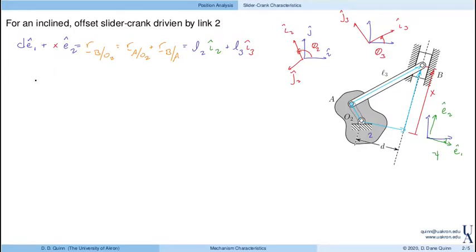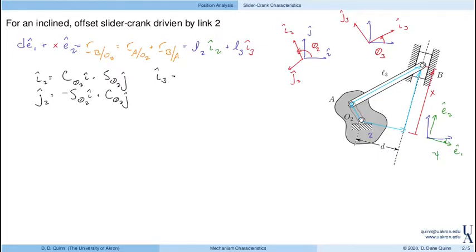We do need to relate these directions. I2 is cosine theta 2 in the I direction plus sine theta 2 in the J direction. Remember that theta 2 here is a fairly large angle, but cosine of 120 would actually be negative, and sine of 120 is positive, so I2 for theta 2 equals 120 points in the second quadrant. And then J2 is minus sine theta 2 I plus cosine theta 2 J, and that works out, again, if theta 2 is 120 degrees, like shown.